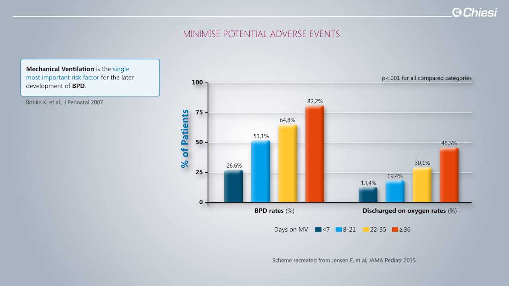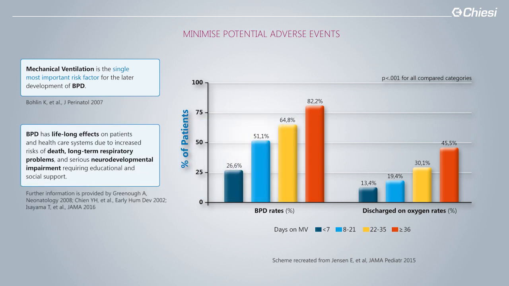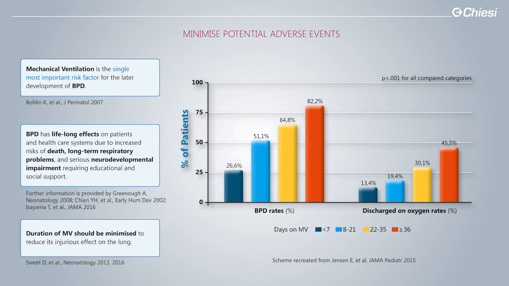Very recent data from this graph shows that the longer the duration of mechanical ventilation, the worse the respiratory outcome. BPD babies also have lifelong consequences because they may be even in need of PICU admission, and they are at a higher risk of death. If we look more long-term, BPD may also impact neurodevelopmental impairment, requiring educational and social support for these babies. This is why current guidelines strongly recommend avoiding mechanical ventilation as much as possible.